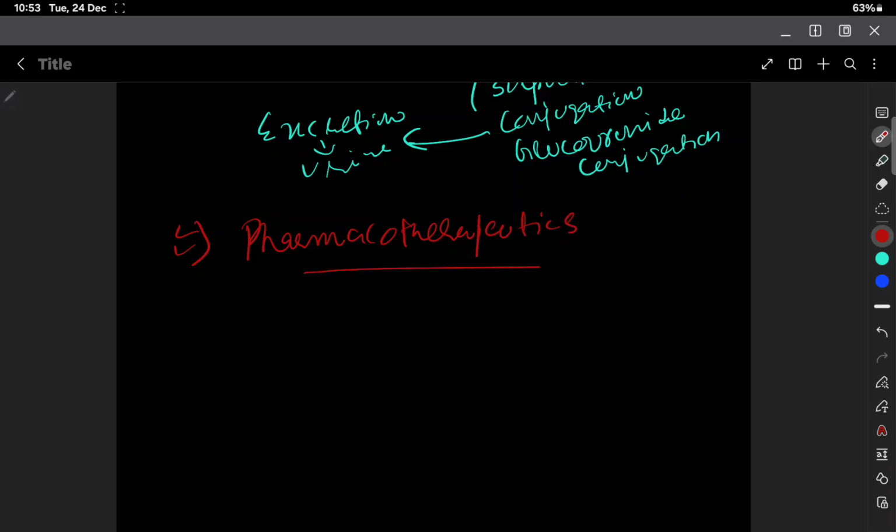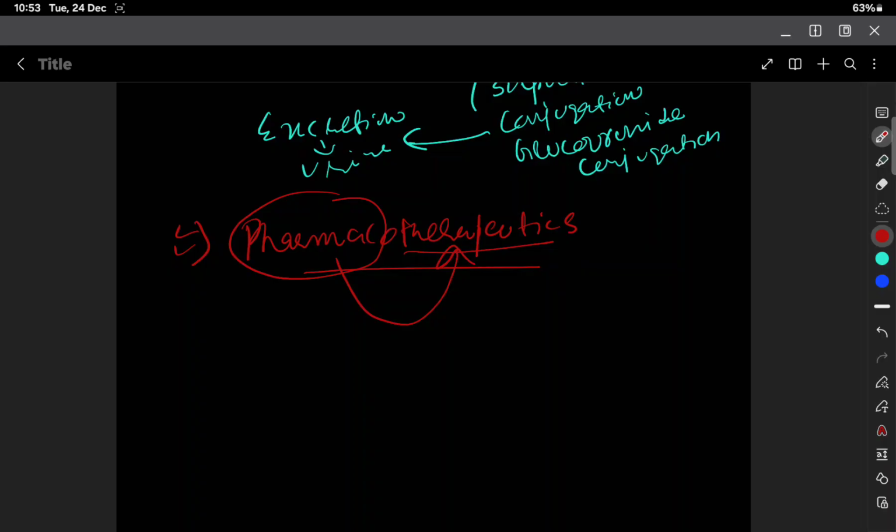Pharmacotherapeutics means the application of pharmacological information. We use the knowledge of disease and cure. So this is called pharmacotherapeutics, where we use pharmacology to treat the disease. Whatever information we got from the pharmacology of a drug, we use that information to treat, prevent, or cure the disease. That is called pharmacotherapeutics.